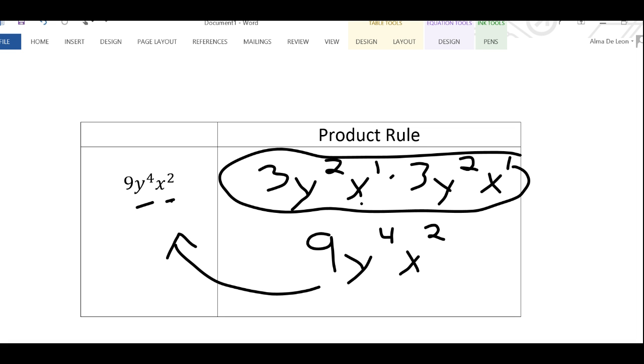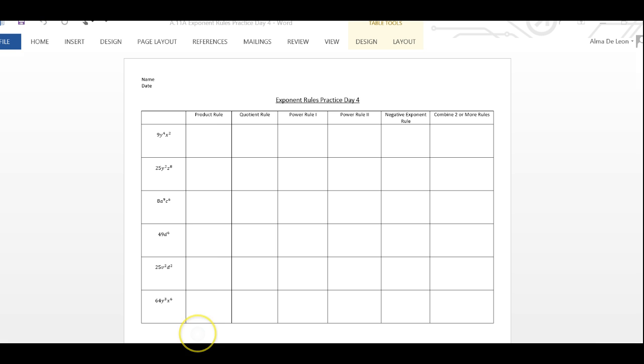Now what I want you to do is I want you to pause this video, and I want you to go back to Exponent Rules Practice Day 4, and I want you to complete the rest of the column on that page using the product rule.